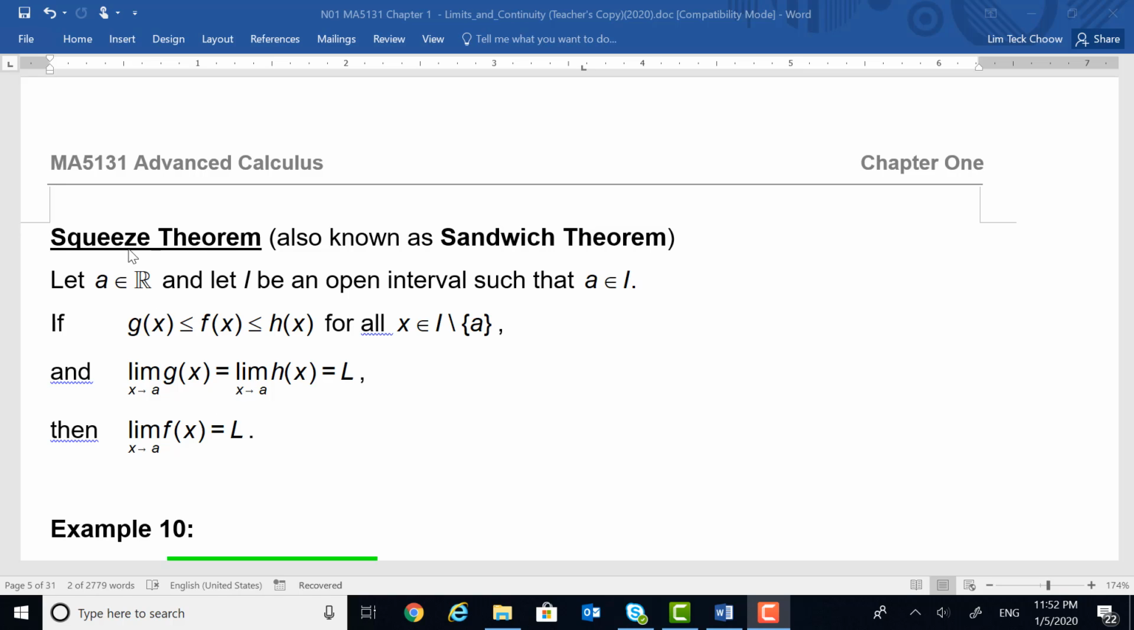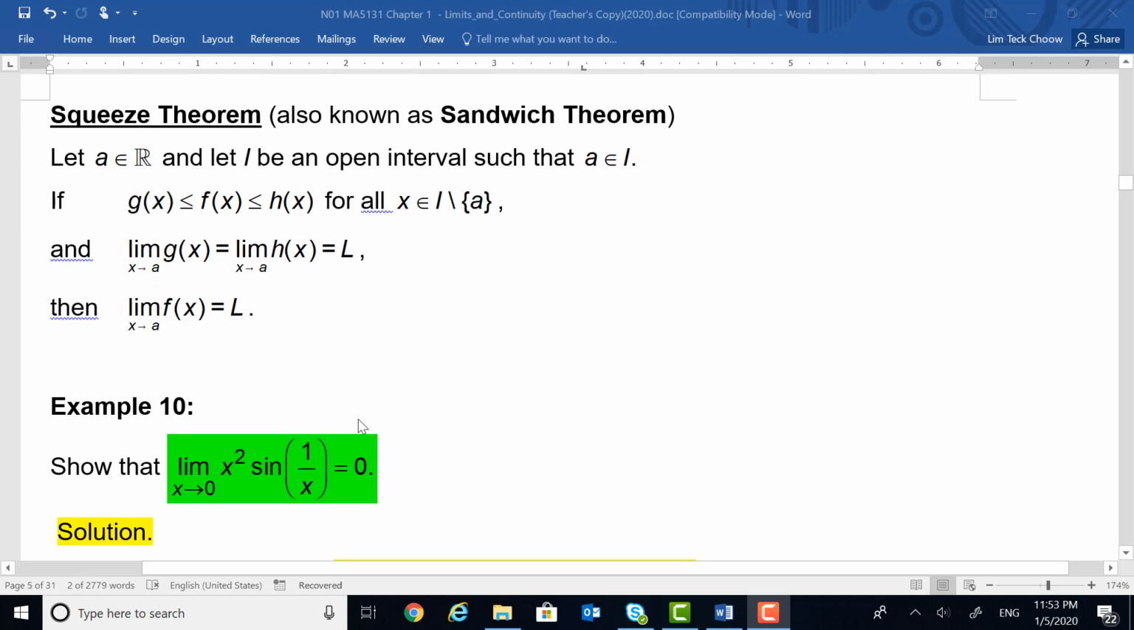For this reason it's called the squeeze theorem, or sometimes the sandwich theorem, because of the intuitive picture that you see here: this function is squeezed between these two, or you can say that this function is actually sandwiched by these two. It's a very interesting theorem that can help us to calculate the limit of more complicated functions. Let us start with this.